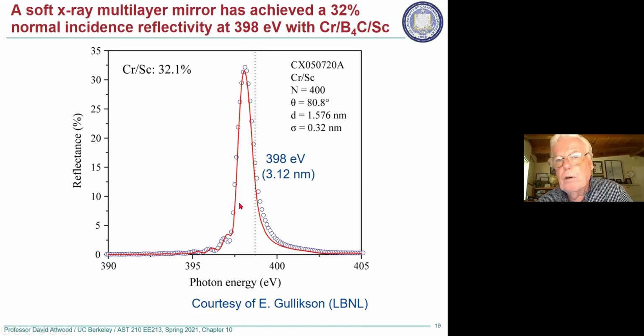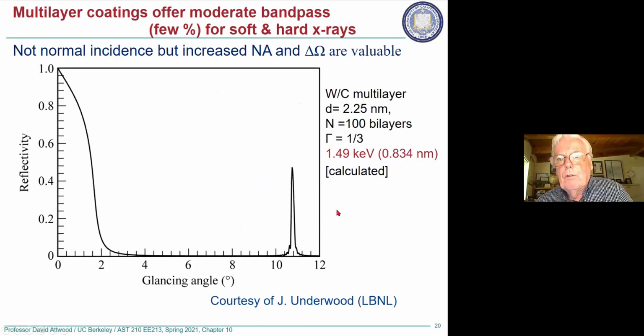This is for near normal incidence, and these are just some of the parameters, 81 degrees. Okay. This is at 1.49, 1.5 keV. This is just a calculation, but I lost the measured curves, and they look very similar. But this is the reflectivity as a function of angle. So this is the critical angle performance we were looking at with the first few slides. And then normally there'd be no reflection beyond that.